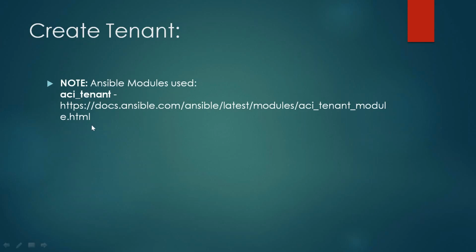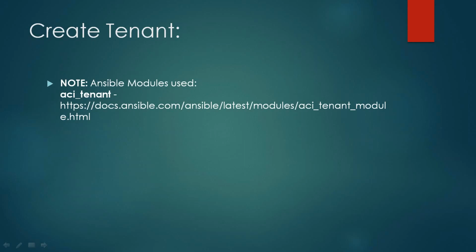So for example, in this particular lab, we have to create a tenant. If you want to learn more about this particular module, you can go to this docs.ansible URL and check other options as well. So let me first log in to the ACI, the APIC controller. From there, we'll see how many existing tenants we have. Then we'll go to our Ansible. From there, we'll create the tenant, we'll run the program, and then we'll verify from the same APIC controller.